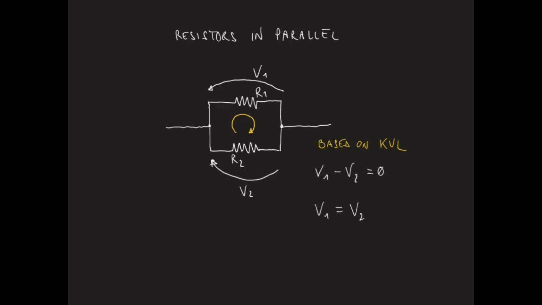So, Kirchhoff's law for voltages tells us that resistors in parallel have the same potential drop across them. This result will be extended to capacitors and inductors later on in these video lectures. We can have, of course, more than two resistors in parallel, and also in that case, the voltage across these resistors will be the same.